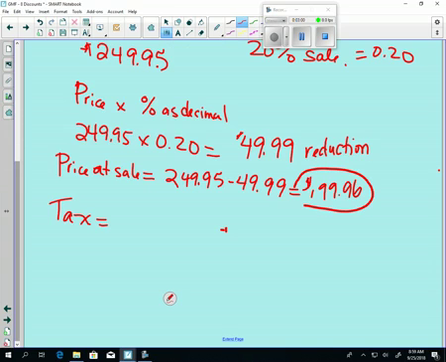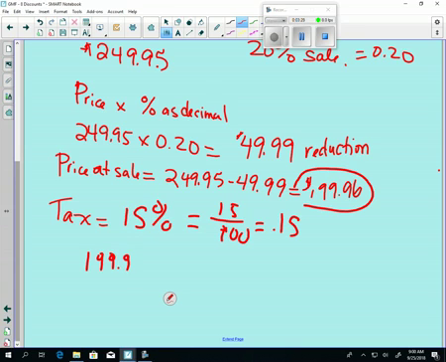Now, unfortunately, it's not the only thing we have to pay. We've got to pay taxes. That's the taxes in New Brunswick, 15%. So again, change that to a decimal. We always divide it by 100. So we have 0.15. So taking our price after the sale, multiplying it by that tax rate.